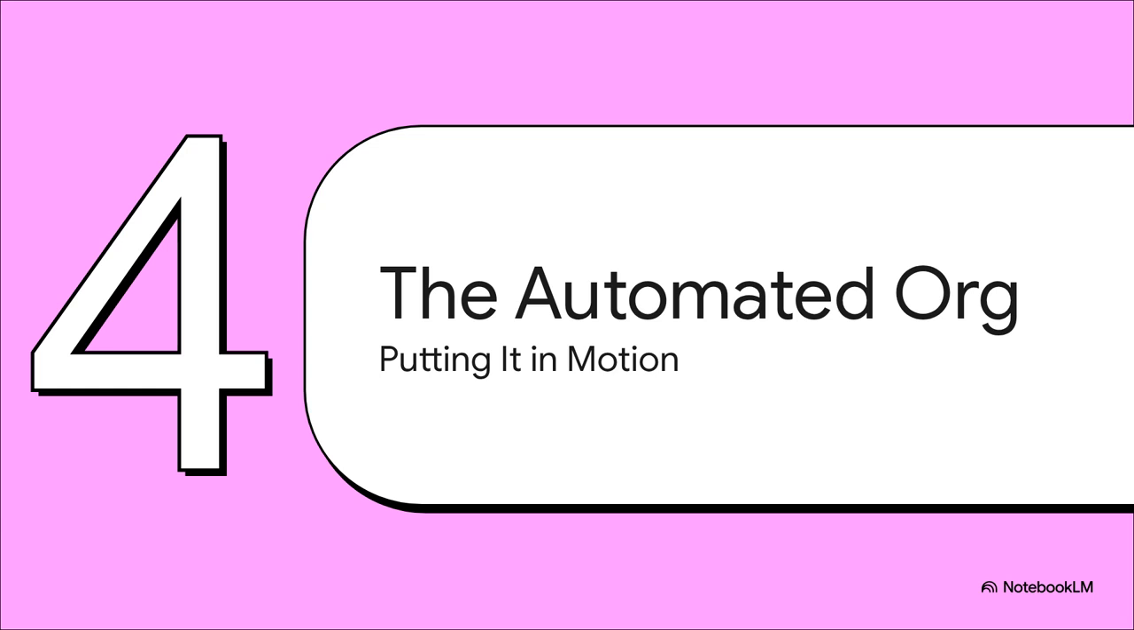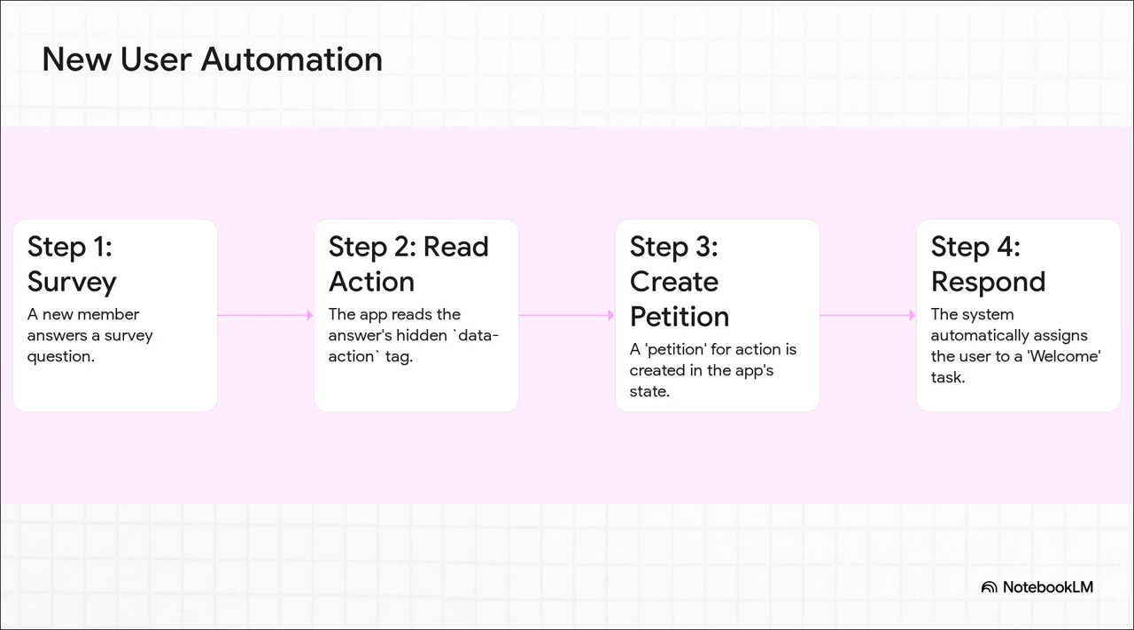Okay, we've seen all the individual pieces. Now for the really cool part. Let's watch them come together to create a living, automated system that actually responds to what users do, all in real time. So check this out. A new user joins and they're filling out a survey. They check a box that says, yeah, I'm interested in helping with events.